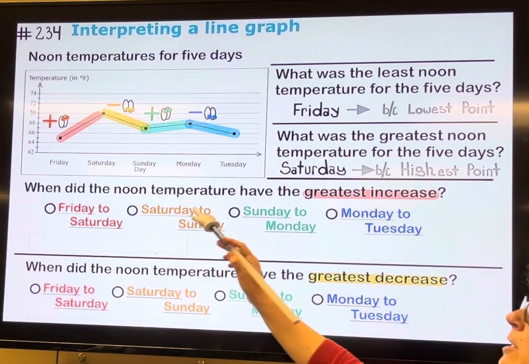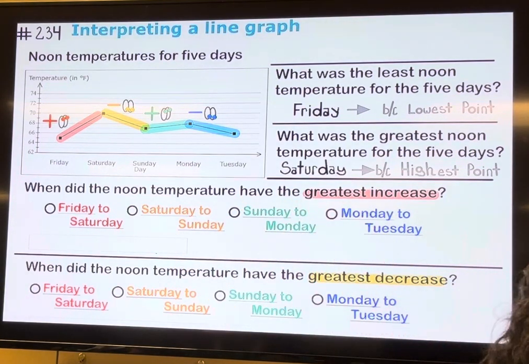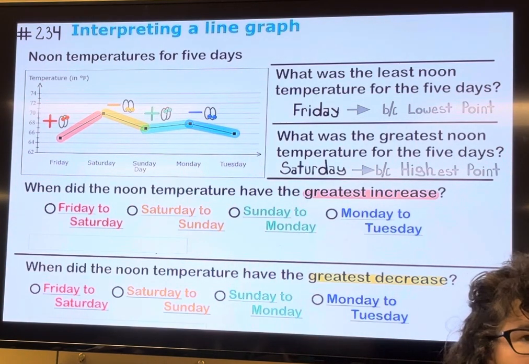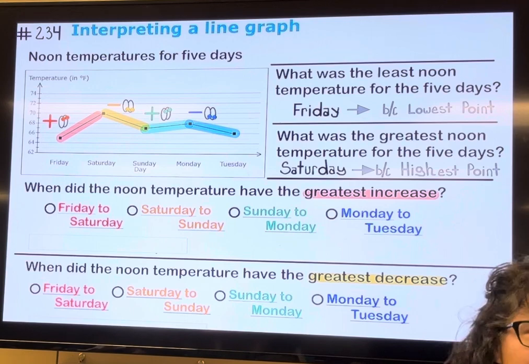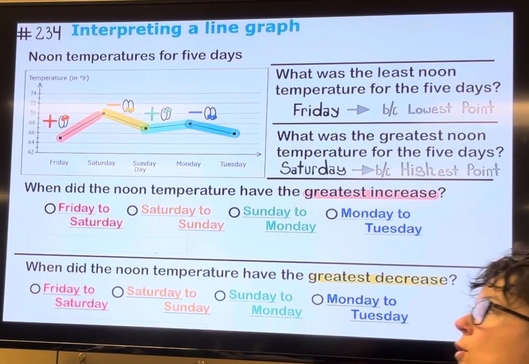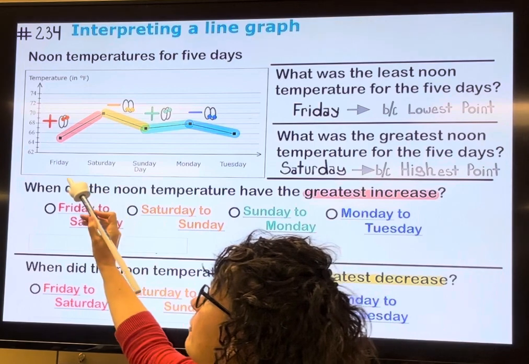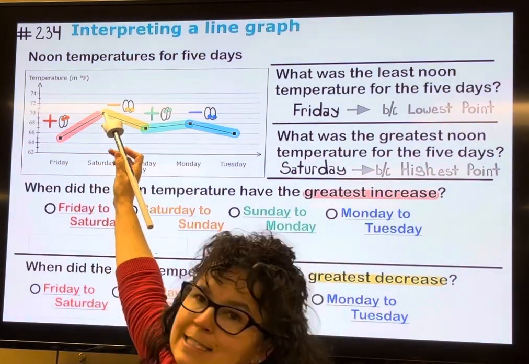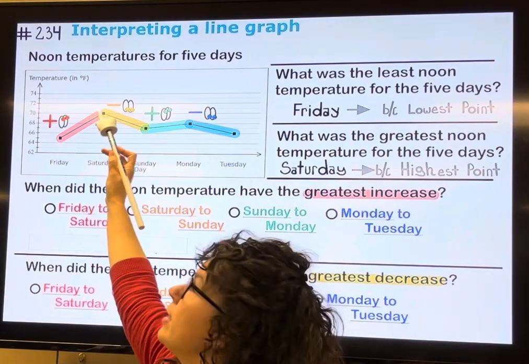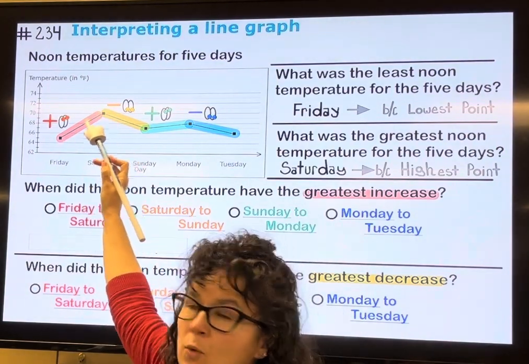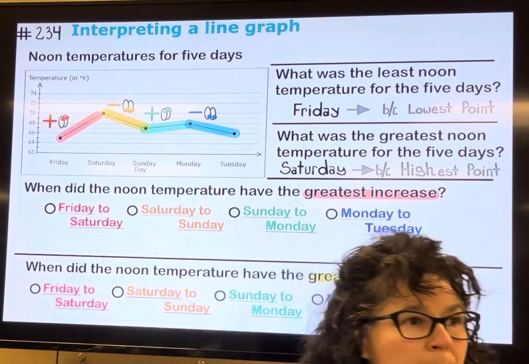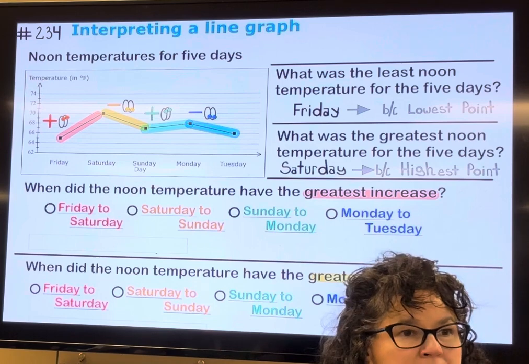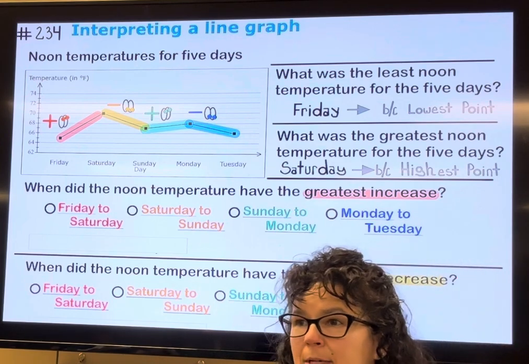Okay, then it says, when did the noon temperature have the greatest increase? You could go through and get exact amounts, but there's a shortcut here. For example, from Friday to Saturday, Friday is at 65 degrees and Saturday is at 70 degrees. So I know that it went up by 5. So I could go ahead and find how much it went up or down on every single day. But a faster way to do this is look at the steepness of the line.